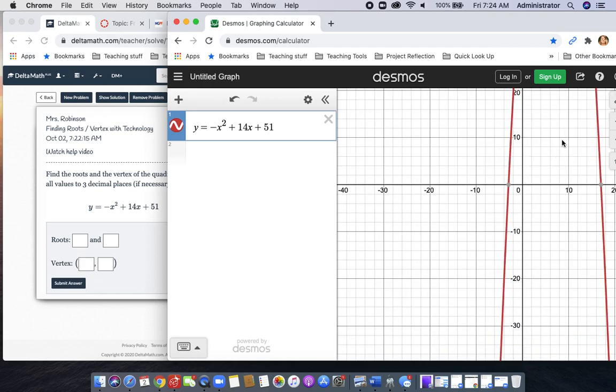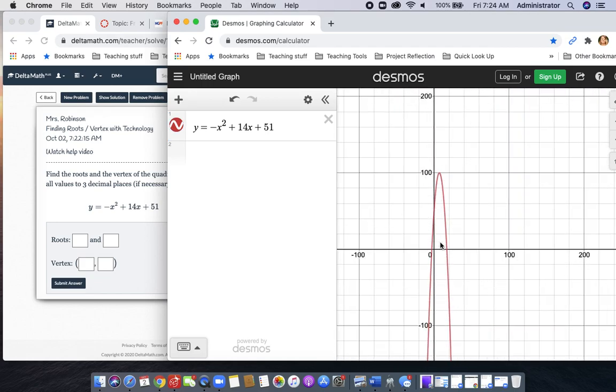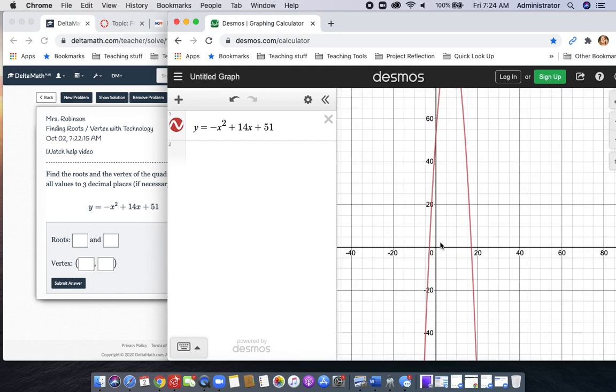You can also click and drag like that. So I'm going to click it till we're right there. Now, what's cool about Desmos is that you can literally tap on the roots and it tells you the ordered pair. So one of them is -3, 0, and the other is 17, 0. And that's what I'm going to type in.